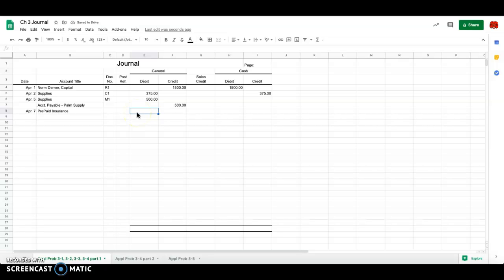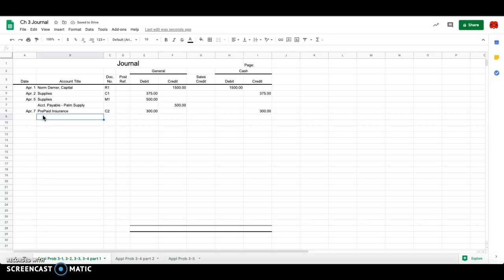So insurance is an asset, so I'm gaining more insurance. So it's going to be $300. And I'm going to go over to cash. We're writing a check, and so we're losing cash. So $300 there. And I'm going to come back here and I'm going to put C2. And again, I'm not guessing. The book is giving you that information. The book will give you your document number.